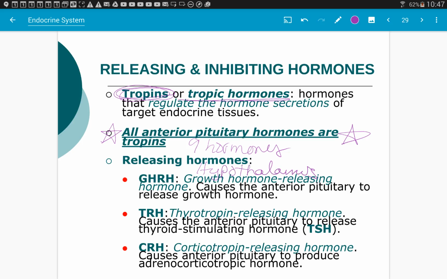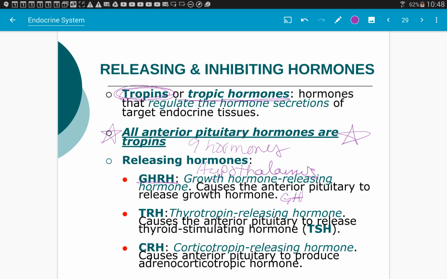So, some examples. GHRH is growth hormone releasing hormone. That's going to be released from the hypothalamus. It travels down the infundibulum to the anterior pituitary, which then tells the anterior pituitary to start releasing growth hormone. Which just seems like a really long process to get growth hormone released, but that's how it's done.